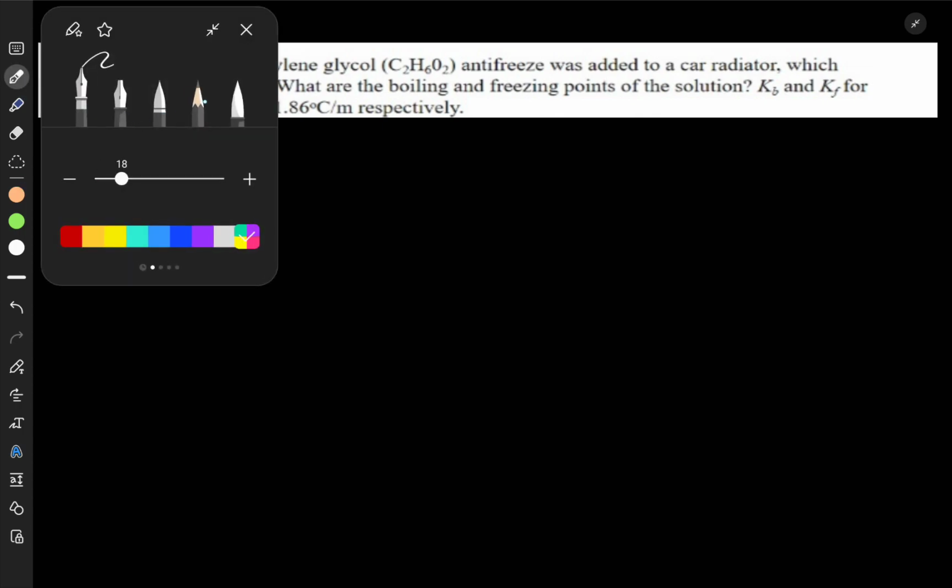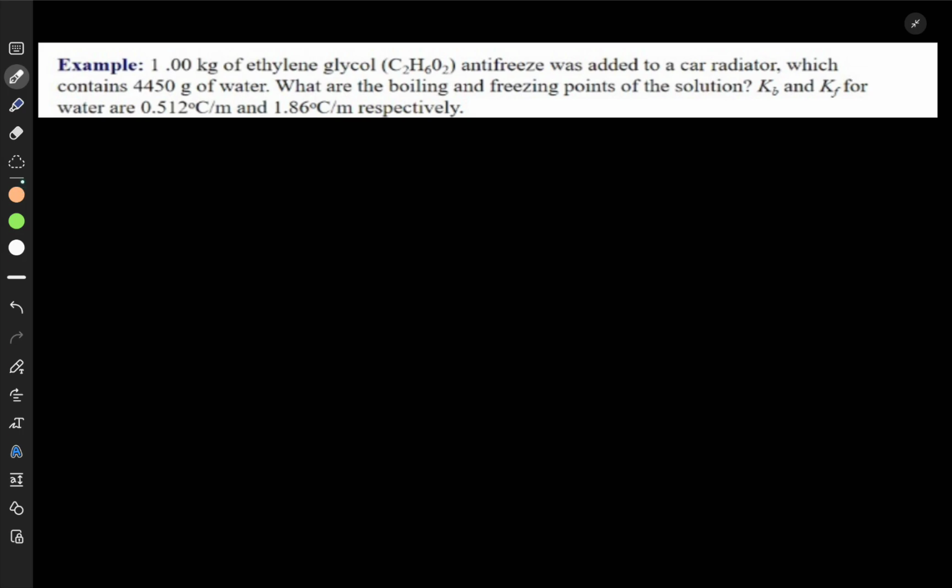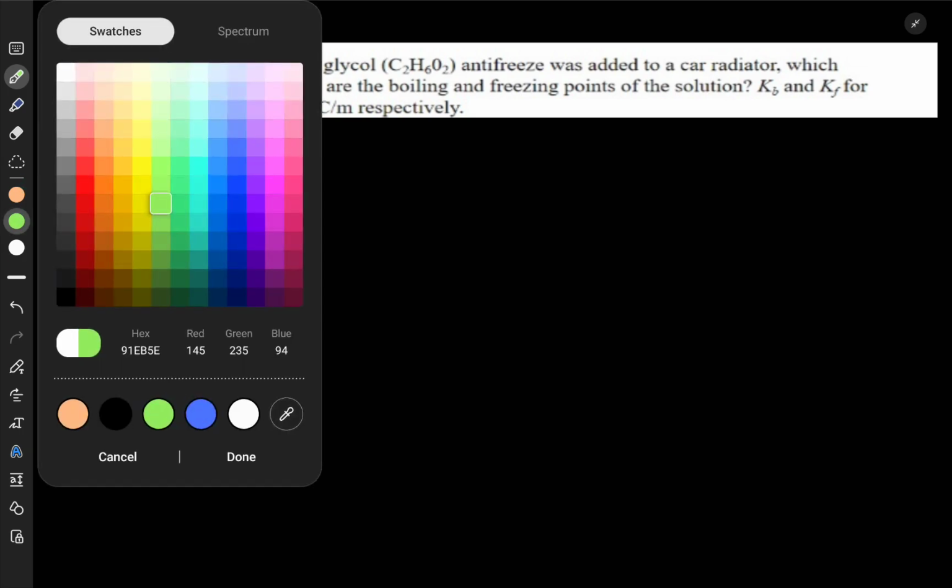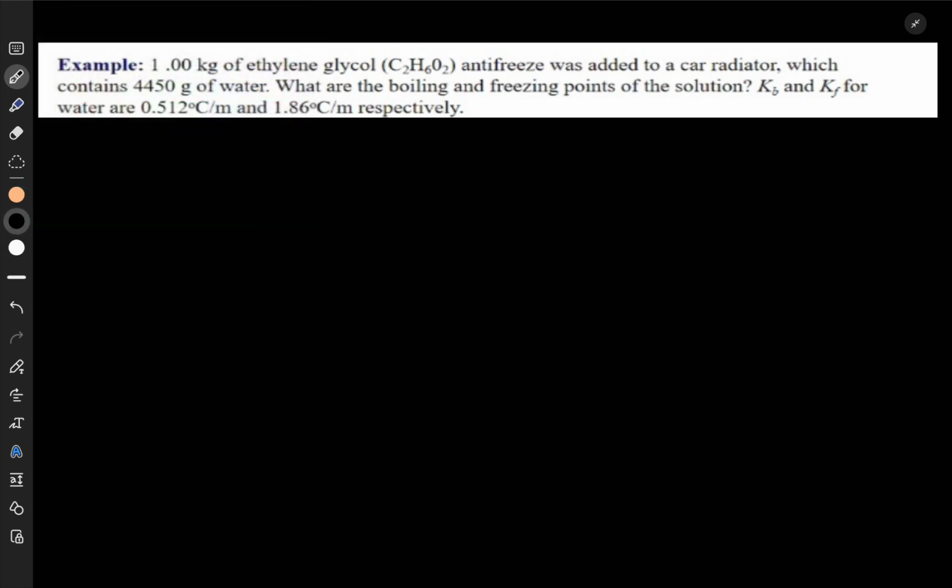What is the question saying? That is where we are looking. That is where you keep your eyes. Your eyes should remain fixed on the question. What are the boiling and freezing points of the solution? Right? So they are asking for temperature, freezing, solution, and then temperature, boiling of the solution.